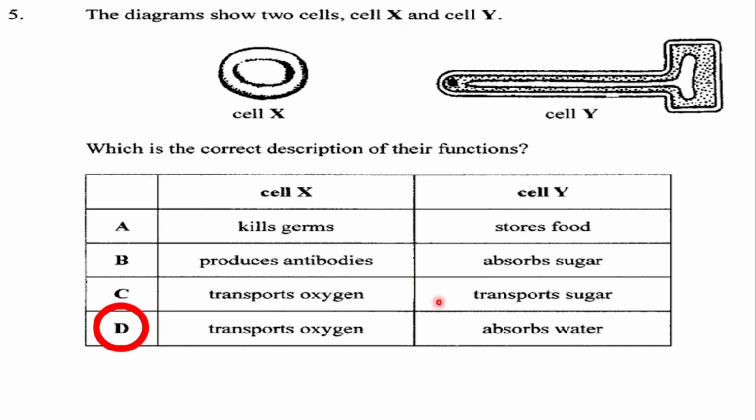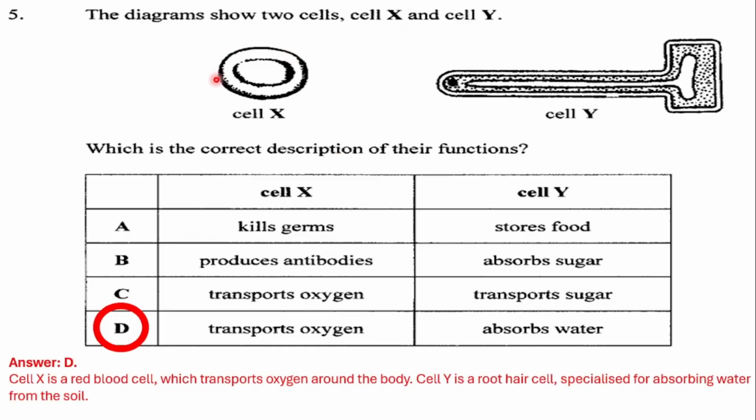The correct answer is definitely going to be D because if you look carefully, cell X is a red blood cell and red blood cells transport oxygen. And cell Y is a root hair cell specialized for absorbing water from the soil. So the correct answer is definitely going to be D because cell X transports oxygen and cell Y absorbs water.